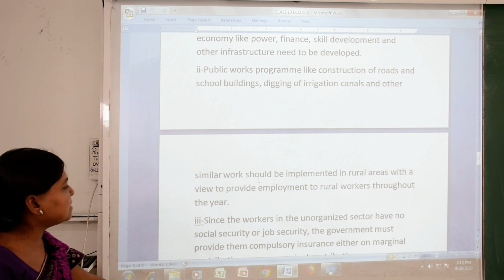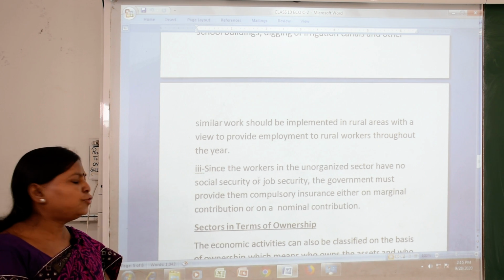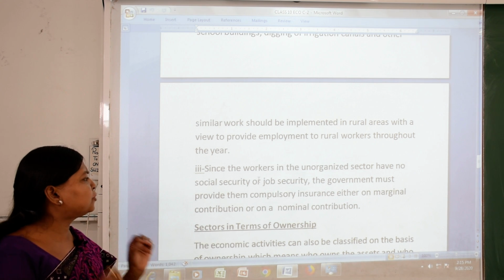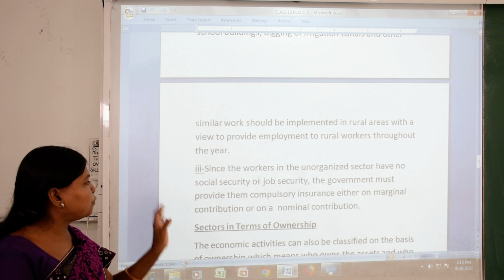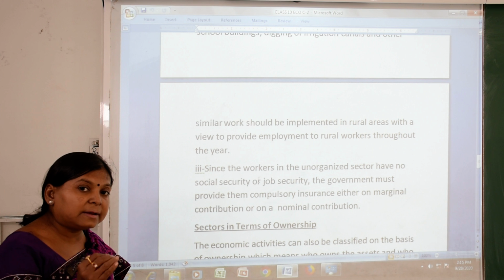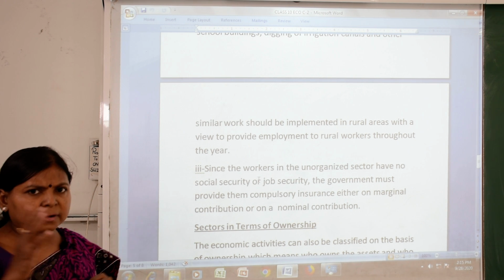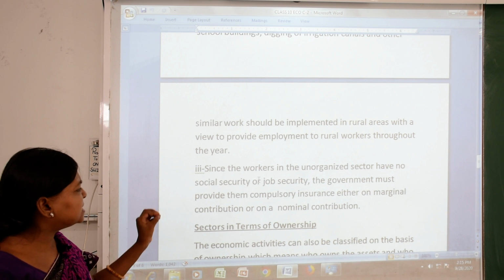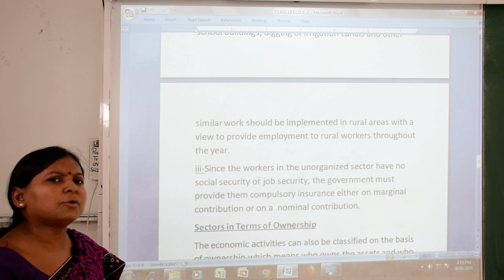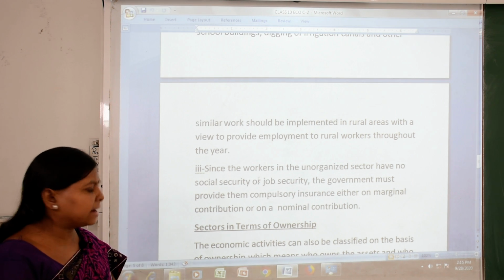Next, since workers in the unorganized sector have no job security and no social security, the government must provide them some compulsory insurance, either at a small level or with a marginal or nominal contribution. So what happens? If anything happens, they will get this support.